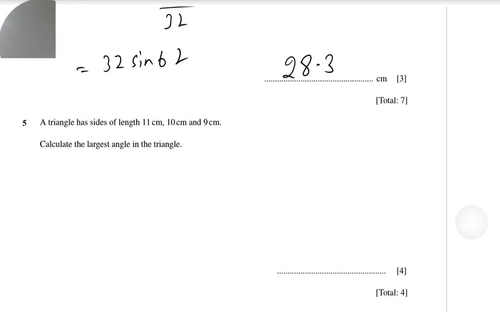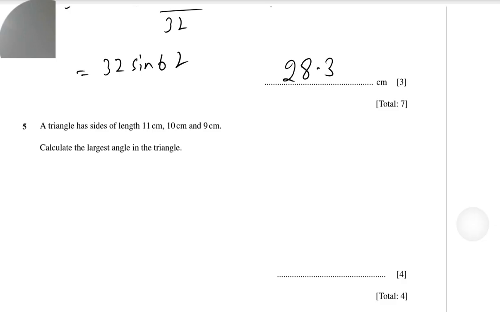A triangle has sides of length 11, 10, 9. Calculate the largest angle. As we know, there is a correspondence between the sides and the angles opposite to them. So the largest angle has to be opposite to the side 11. And we are dealing with three sides to find the angle, so obviously it will be cosine law.